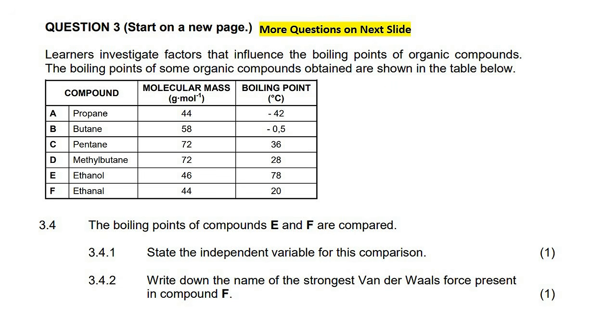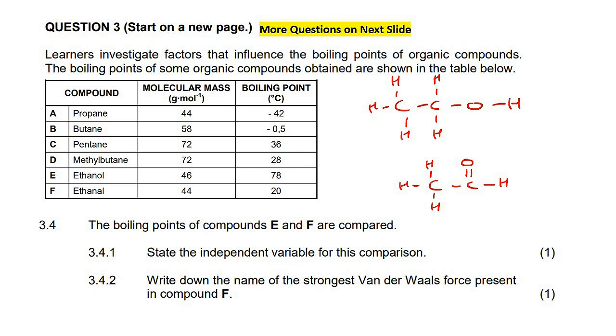So this one says the boiling points of compound E and F are compared. So state the independent variable. Okay, so if you look at ethanol, which is an alcohol molecule, and then ethanal, which is an aldehyde molecule, also with 2 carbons. So let's put the double bond oxygen. Remember, with aldehyde, the double bond oxygen is always on the side. Okay, so this is a fair comparison.